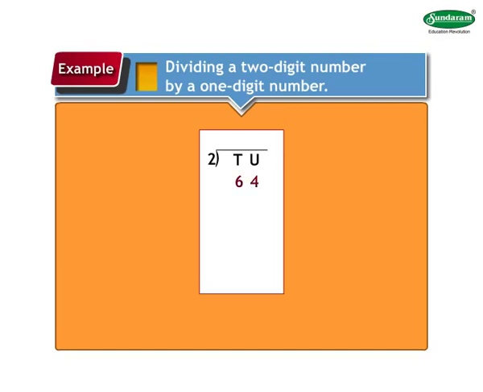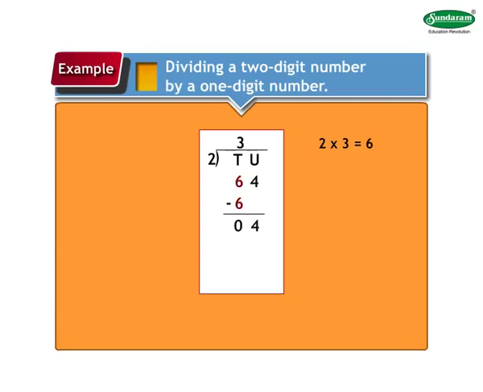Here, the dividend is 64. That is, the digit in the tens place is 6 and the digit in the units place is 4. First, we take the number on the left of 64. That is 6. The divisor is 2. Say the 2 times table up to 6. As 2 3s are 6, we will write 3 above 6 in the tens place of the quotient. Now, write the product 6 below 6. Subtract the product 6 from 6 tenths. We get the remainder as 0 tenths.